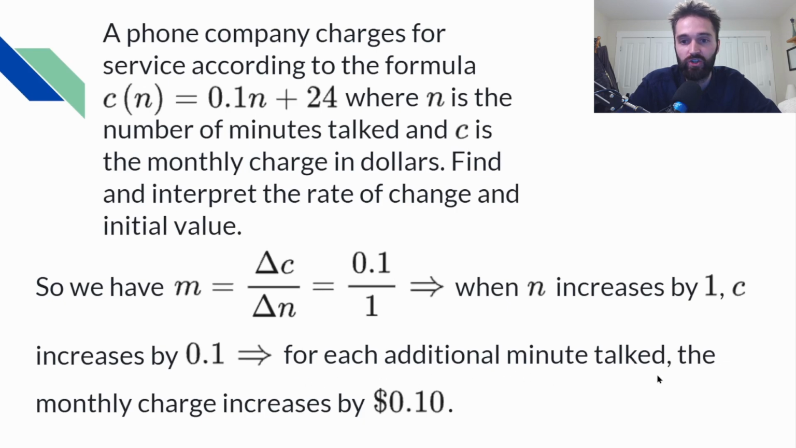So for each additional minute talked, the monthly charge increases by 10 cents. That's the meaning of the slope, aka the rate of change. All right, and for lines, the rate of change is a constant, right? It's just some number. In this case, it's 0.1. So let's move on to the initial value.